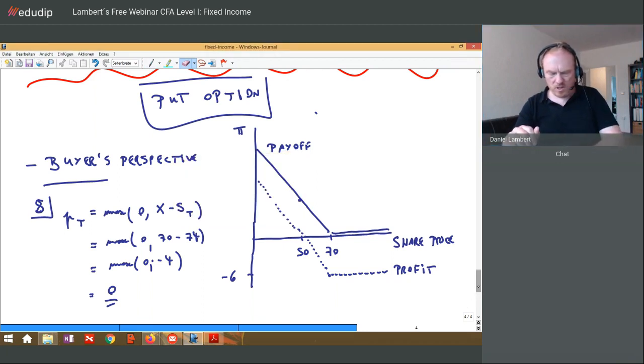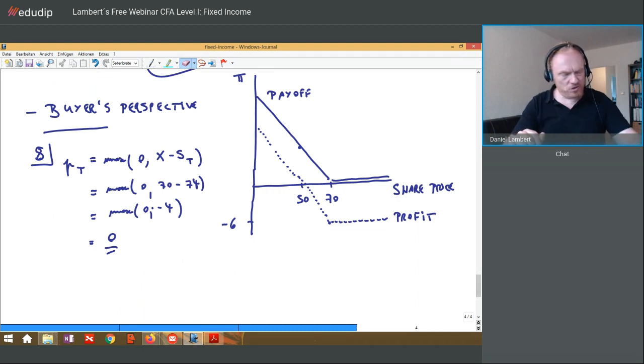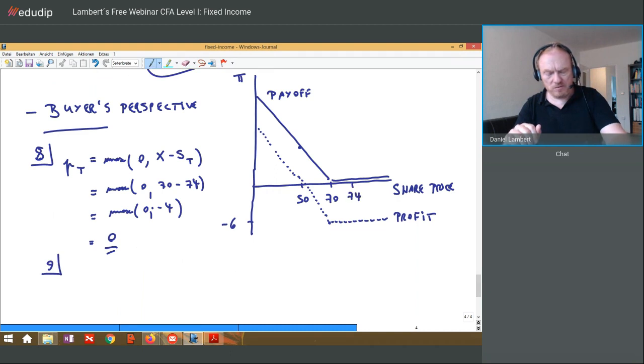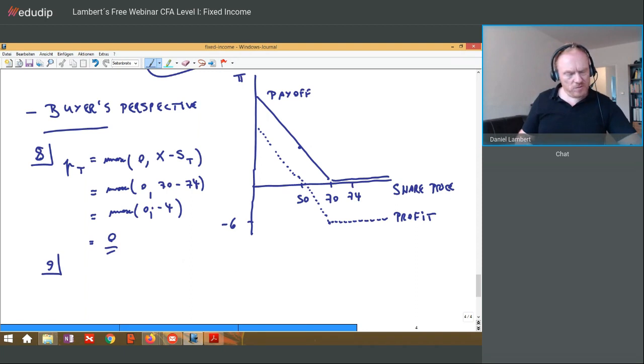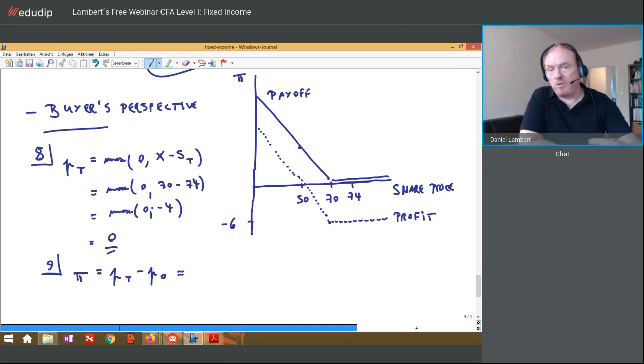This is the first thing we need to understand. So here it would be 74. So at 74, there would be a payoff of 0 and a profit of negative 6. Of course the profit is given by PT, P again denoting put, minus P0. The option price is denoted by P0 because it was paid at time 0. PT minus P0 is equal to 0 minus 6, which is of course negative 6.